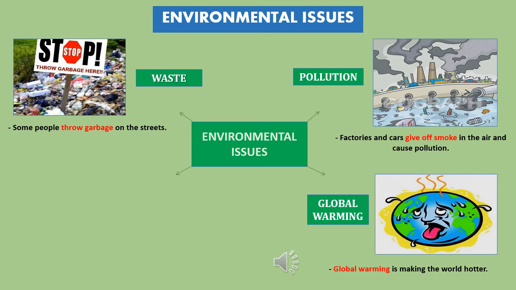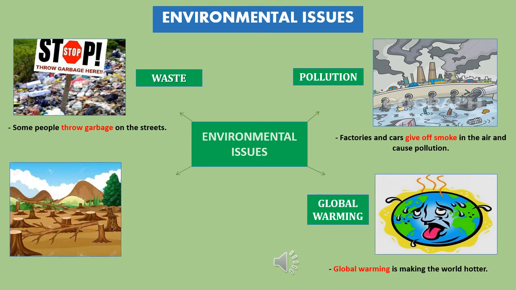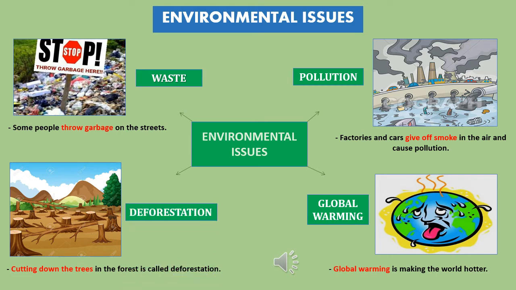Another serious issue that threatens our environment is this one. Can you describe the picture, what you see here? Yes, this is a forest with no trees, because humans have cut all of them. Cutting down the trees in the forest is called deforestation. It is a serious problem that our environment suffers from, because trees are very important for the environment. They give a lot of oxygen and they absorb the carbon dioxide that is emitted by factories, transportation, etc.